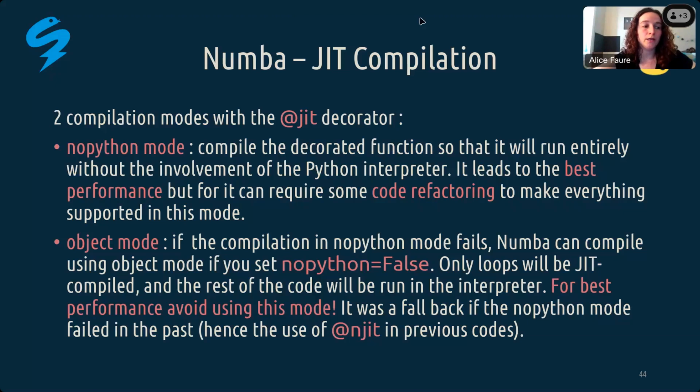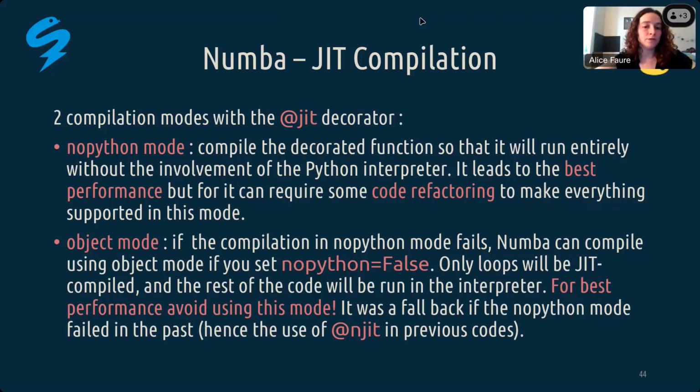Before, in the previous years, the nopython mode was not the default. It was the object mode. So at this time, if your compilation in nopython mode failed, Numba would still compile using object mode.